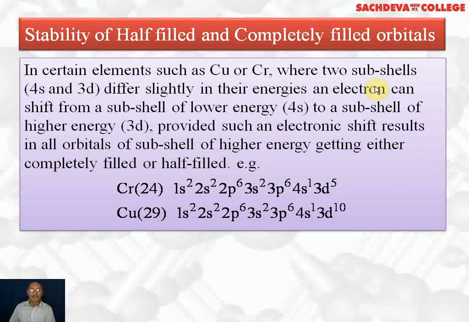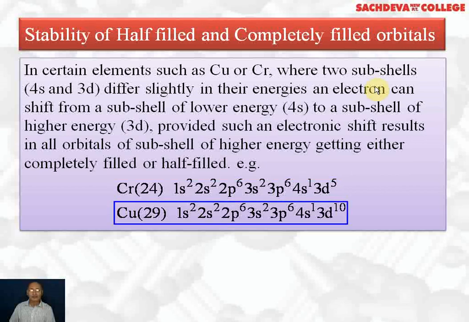For example, chromium 24, 1s2, 2s2, 2p6, 3s2, 3p6. Now the expected electronic configuration is 4s2, 3d4. Actual electronic configuration is 4s1, 3d5. Why? Because 4s1 is half filled, 3d5 is half filled. Both are more stable. That is why the real configuration is 4s1, 3d5.